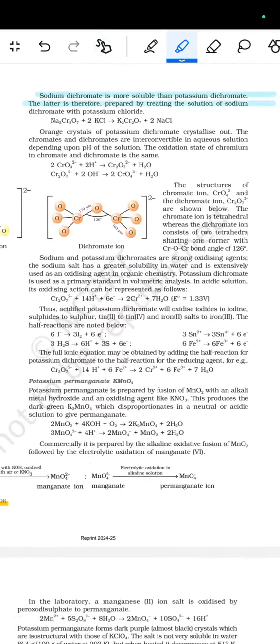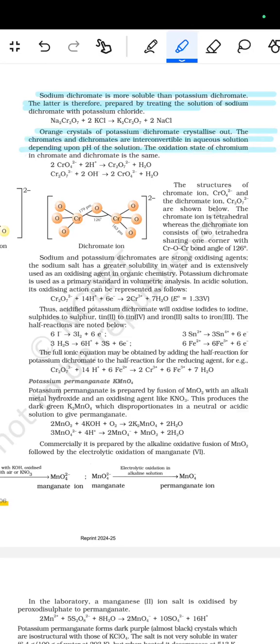The latter is therefore prepared by treating the solution of sodium dichromate with potassium chloride. The Na2Cr2O7 plus KCl देगा K2Cr2O7 plus NaCl. Orange crystals of potassium dichromate crystallize. Chromates and dichromates are interconvertible in aqueous solution depending upon the pH of the solution.